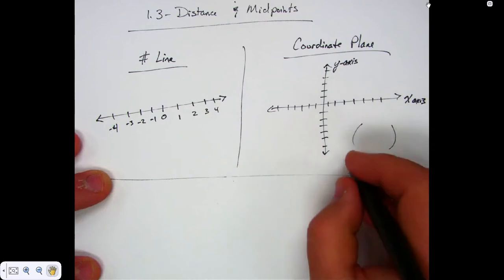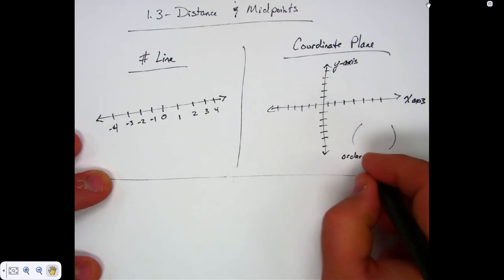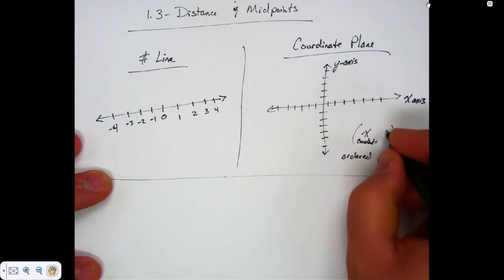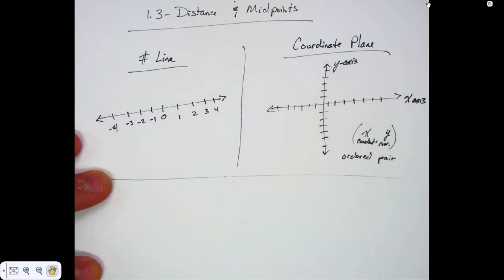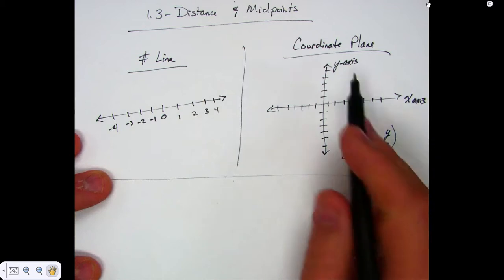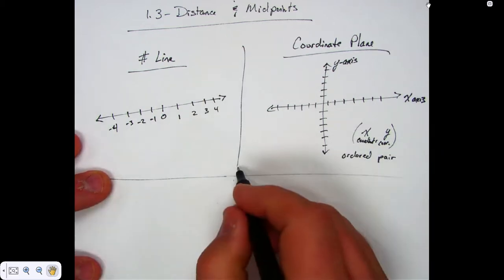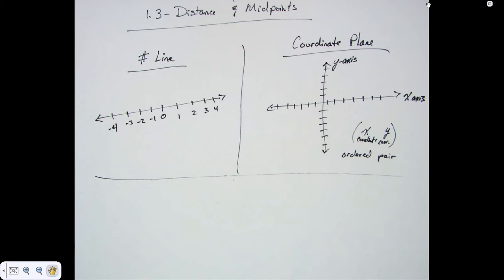An ordered pair. What's first? The X what? Coordinate. And then the second one is the Y what? Coordinate. So you either go right or left, and then you go what? Up or down. Any questions on that? Obviously that's something that you ought to be pretty familiar with, agreed?